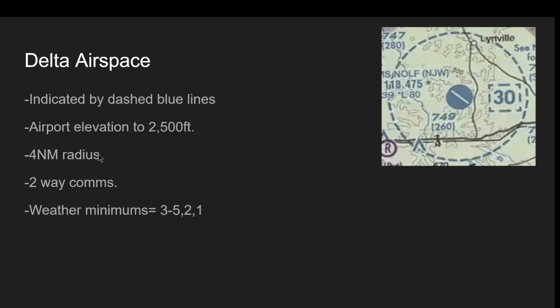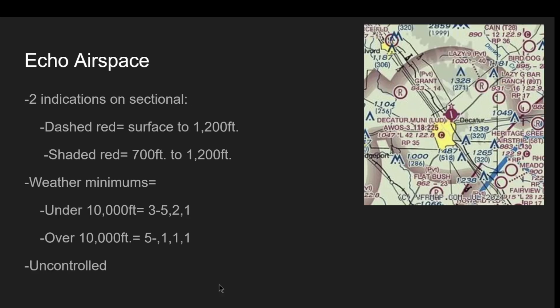And then your four nautical mile radius. It goes four nautical miles out from the airport in that area. You need two-way communications. No ADS-B out. No Mode C transponder. You don't have to worry about that here. And then your weather minimums, again, are 3-5-2-1.